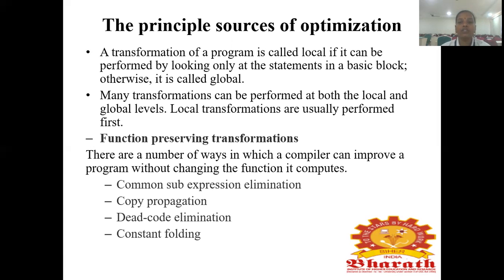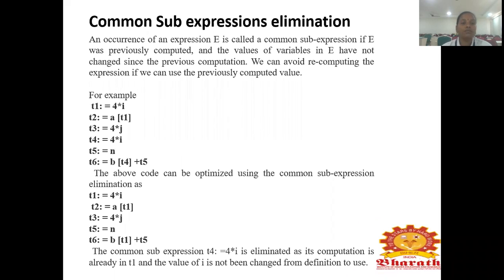The local transformations are usually performed first. So first are function-preserving transformations. There are a number of ways in which a compiler can improve a program without changing the function it computes. These are the main functions that can be used for localized sources of optimization. One is common sub-expression elimination. Next one is copy propagation. Third one is dead code elimination. Last one is constant folding.